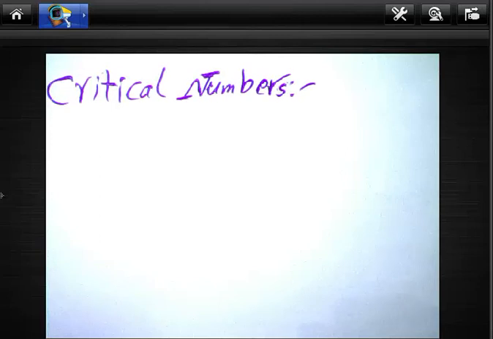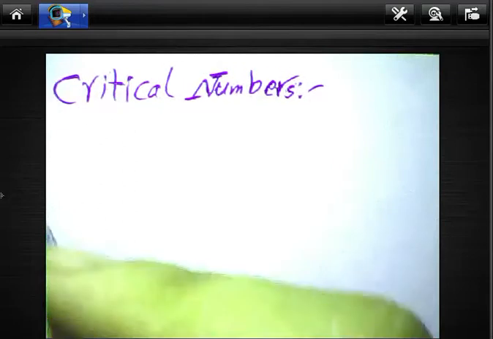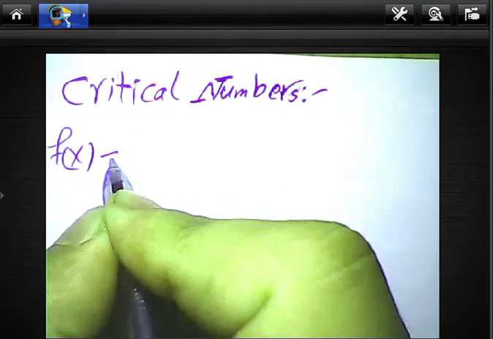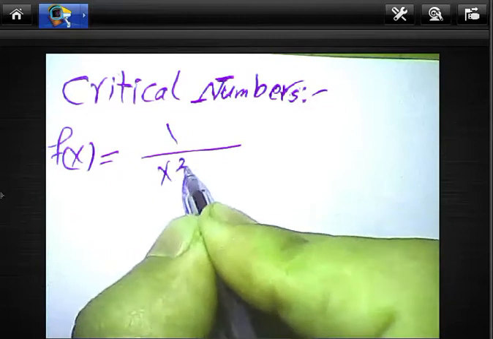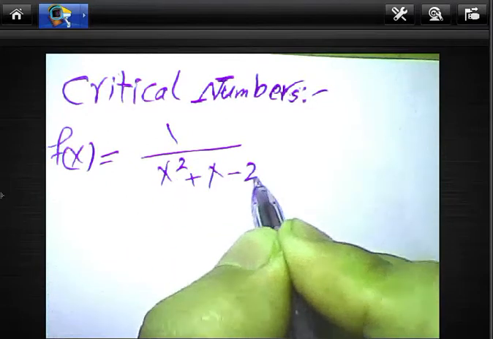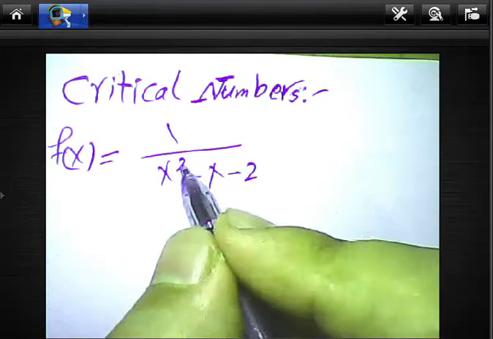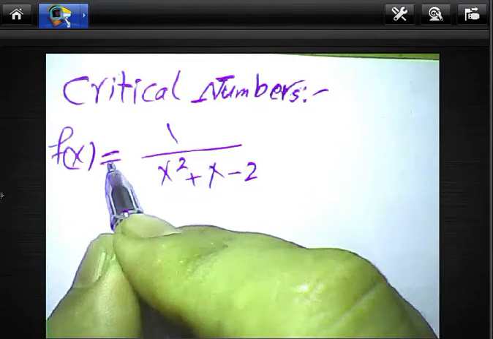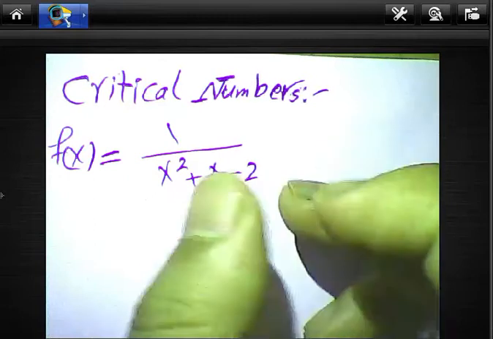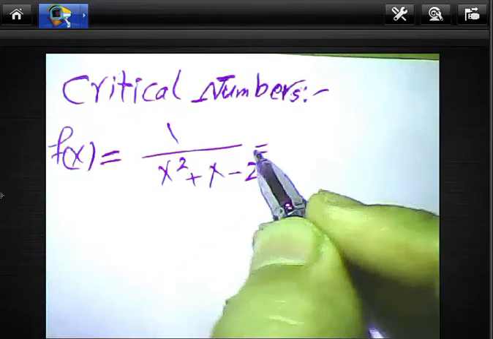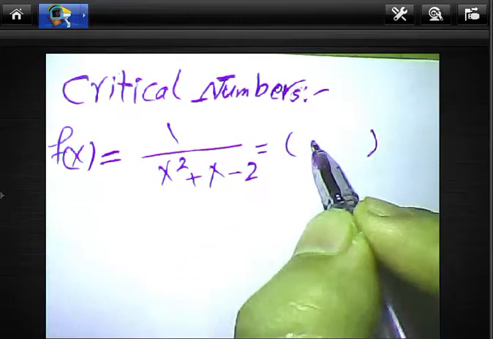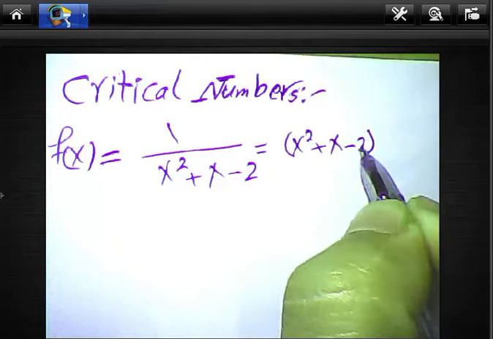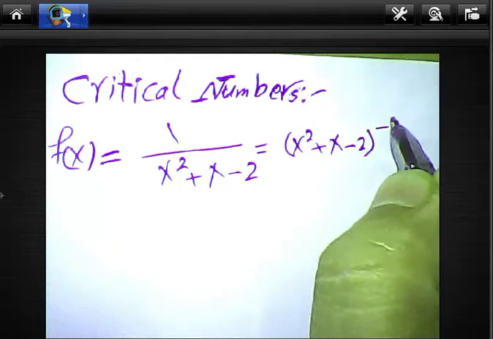In this video we will find the critical numbers of a function. What about f of x equals 1 over x squared plus x minus 2, and we want to find the derivative of the function. To find the derivative, we must convert the fraction to an exponent: x squared plus x minus 2, to the power negative 1.